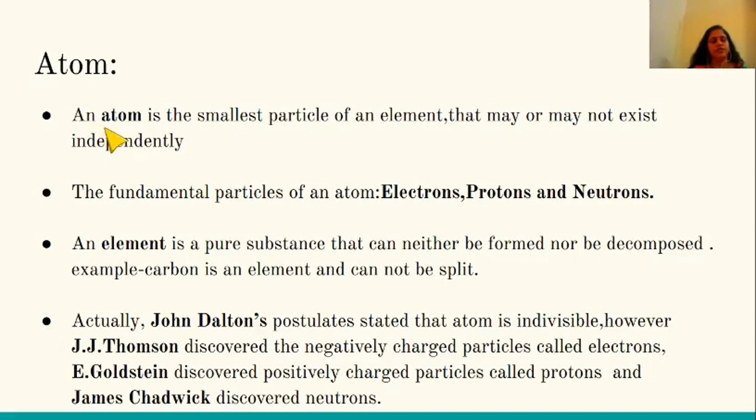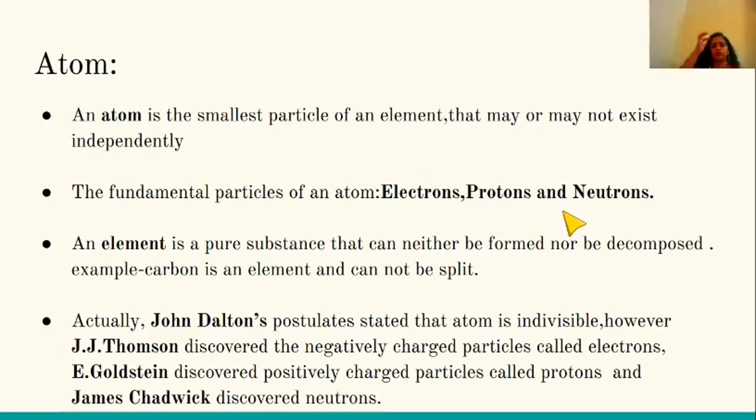So first of all, an atom. It is the smallest particle of an element that may or may not exist independently. I repeat, whenever there are definitions, please stick to your text, okay? And learn it correctly, because if you do not write definitions correctly, you don't get marks. Right? So it is the smallest particle of an element that may or may not exist independently. The fundamental particles of an atom are electrons, protons and neutrons. The electrons are negatively charged, the protons are positively charged, and the neutrons have no charge.